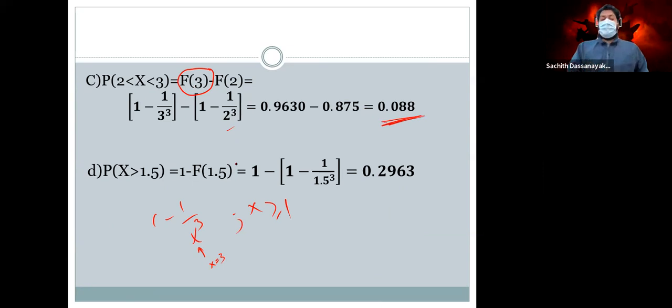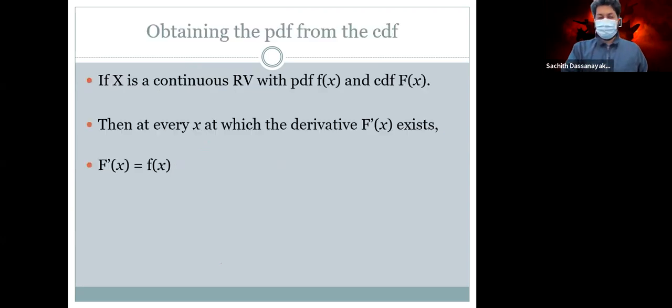For x greater than 1.5, simply use the negation, 1 minus F(1.5). You can find F(1.5) easily, and 1 minus that value is what you need. This is easy, right? That's why I told you this continuous case is much easier than the discrete case. Okay, what is this?